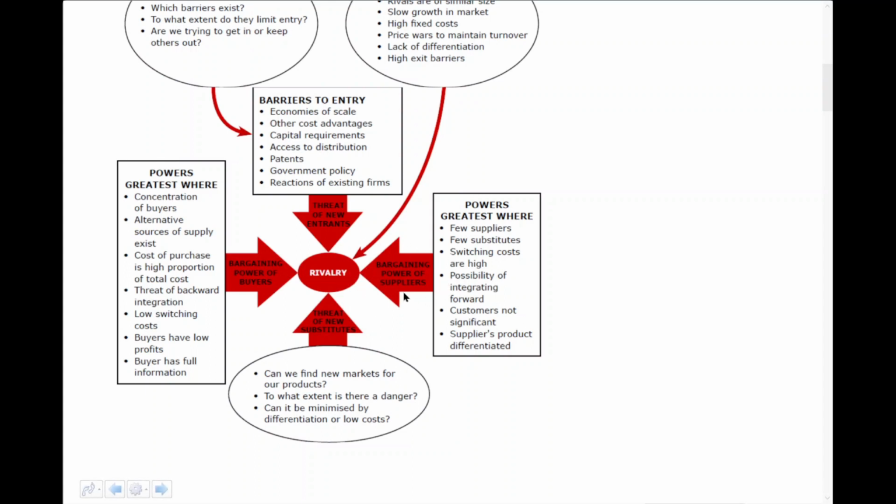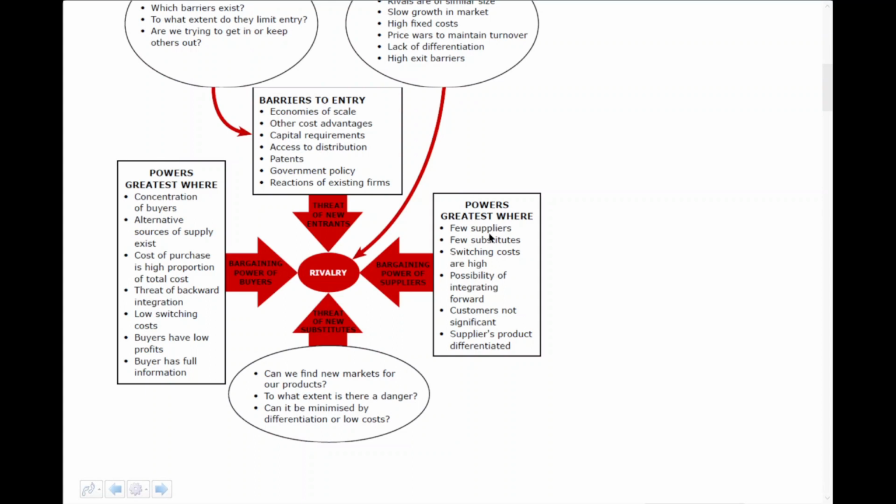Now again, what do we mean by this? We're talking about any suppliers. So for example, if we have a company manufacturing widgets, whatever they are, we're talking about really the source of inputs into the manufacture of that widget.